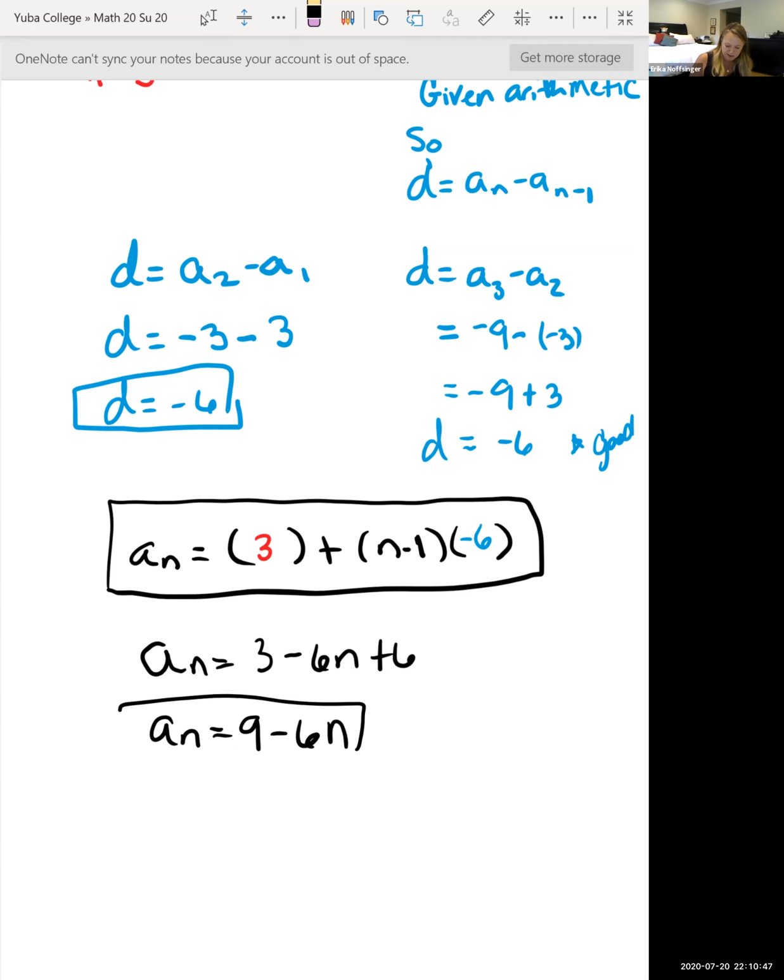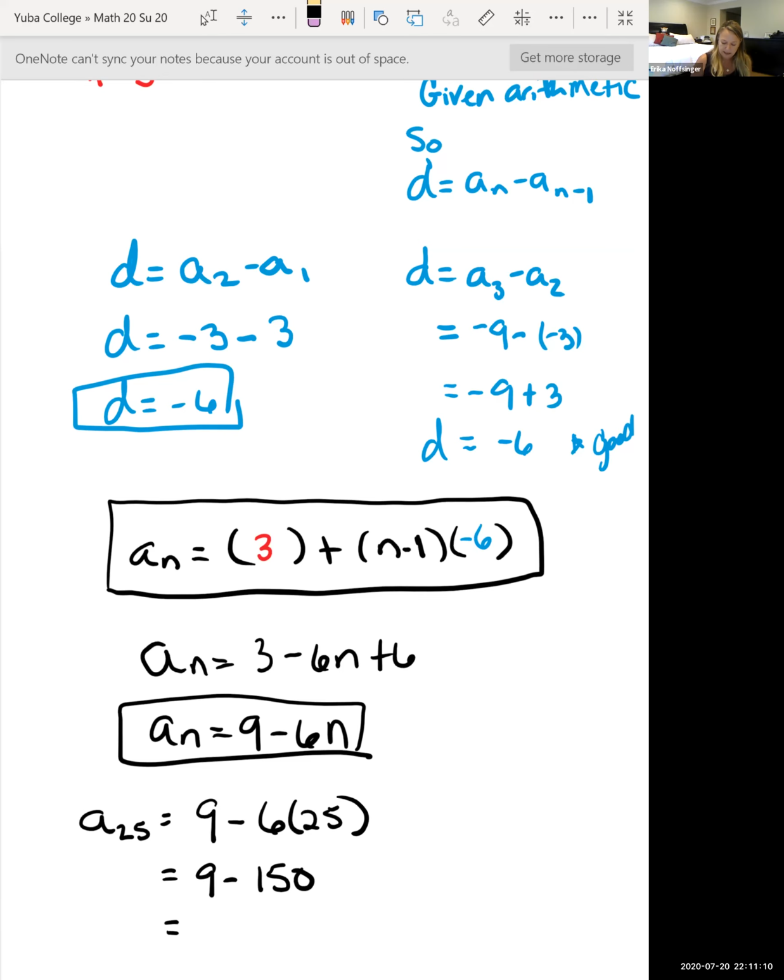It wanted us to find the 25th term. To me, it's easier to plug it into the second form, but you could plug it in here and you would get the same thing. 9 minus 6 times n, which is 25. So 9 minus 6 times 25. 6 times 25, that's 150. 9 minus 150 is negative 141.